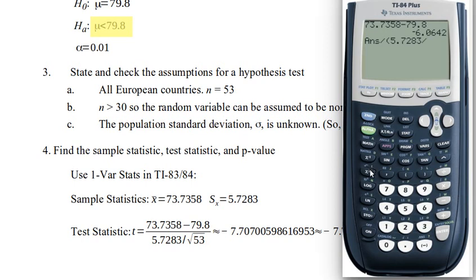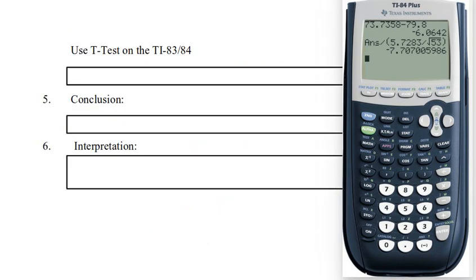I'm then going to grab a radical and put 53 inside it. I'm going to arrow to the right to get out of the radical because I need to close those parentheses to tell the calculator that all of that stayed in the denominator. I'm then going to press enter to have it compute this, and it tells me that the test statistic t is negative 7.707 and change. Now, of course, we want the p-value so we can compare it with alpha so we can make our conclusion and use that for our interpretation.